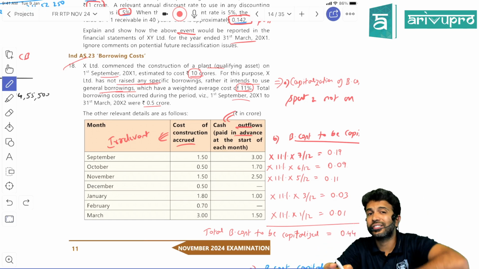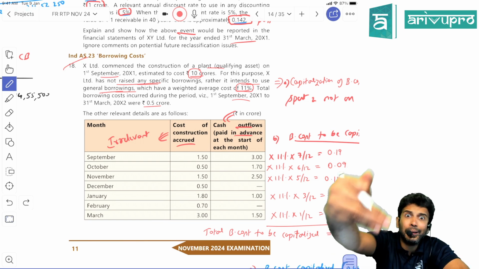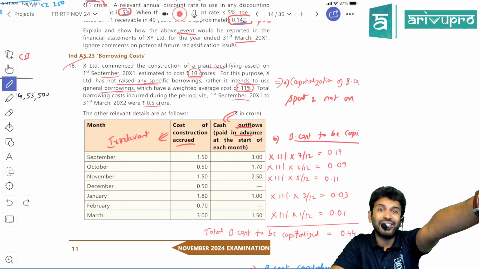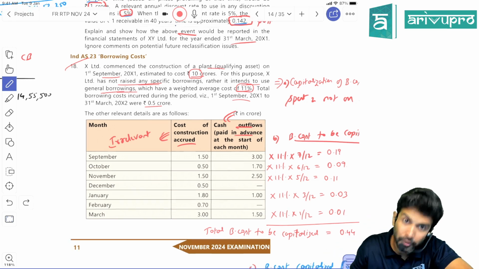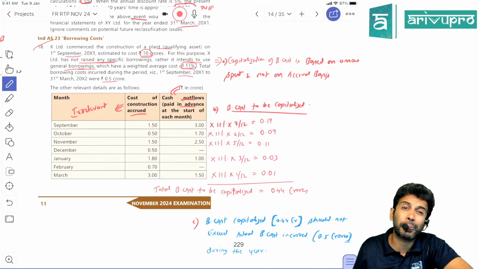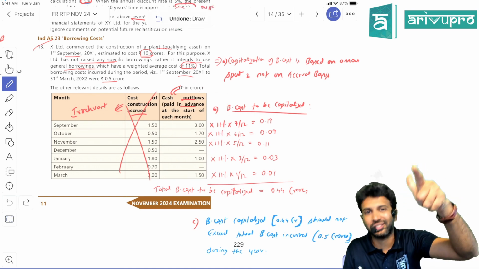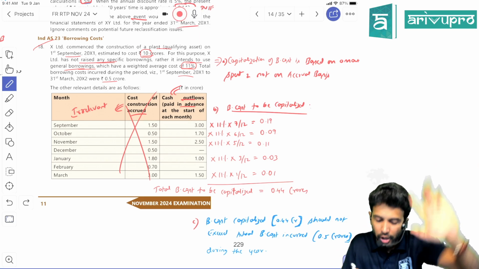Now stress upon the second point. What are they saying? First is borrowing cost should be incurred, meaning you should be paying borrowing cost. Second one, expenditure on qualifying assets should be incurred. When they say incurred, they mean the outflow, cash flow. So the condition for borrowing cost capitalization is not based on accrual basis. It is based on the payment basis. You calculate that borrowing cost based on the payment basis, not on accrual basis.